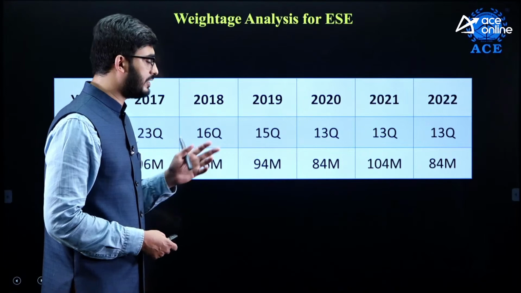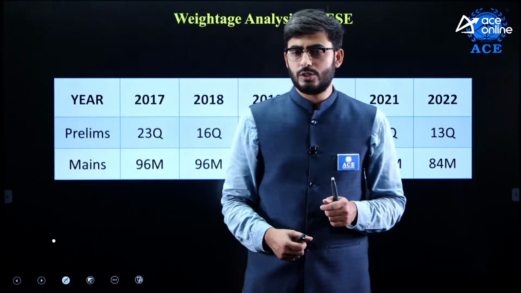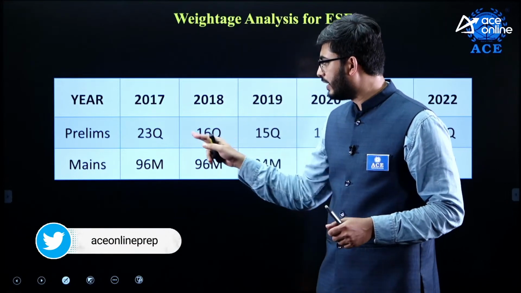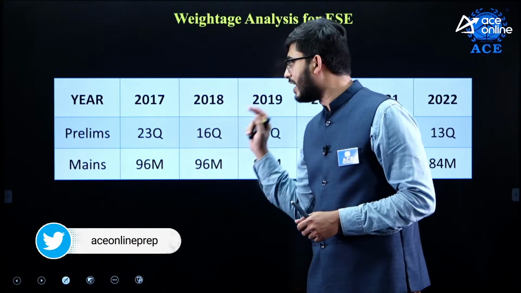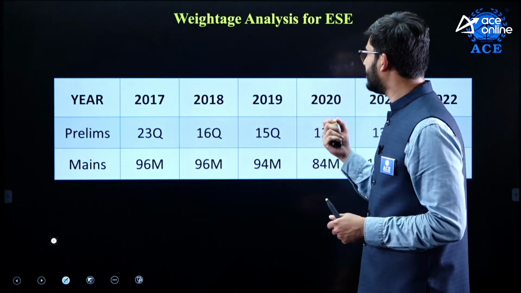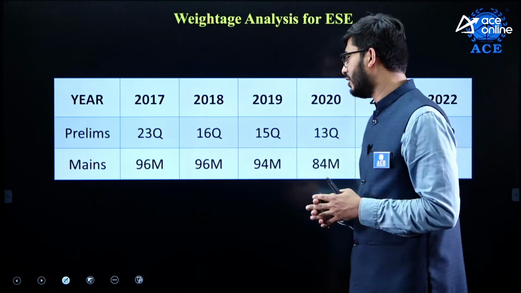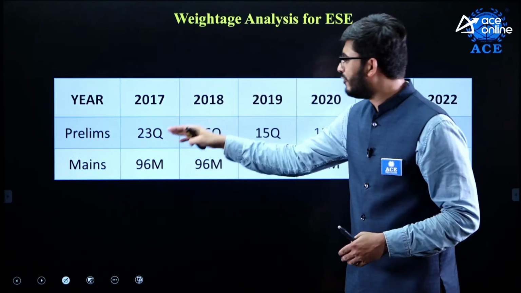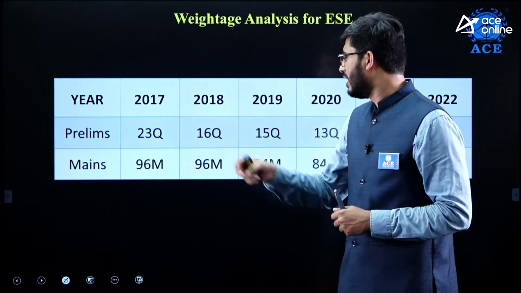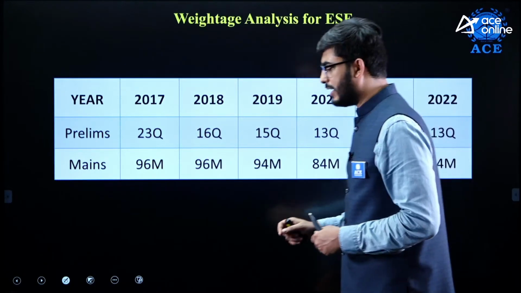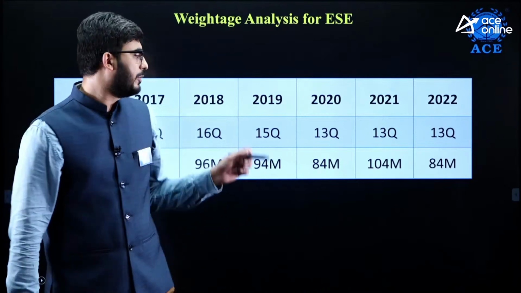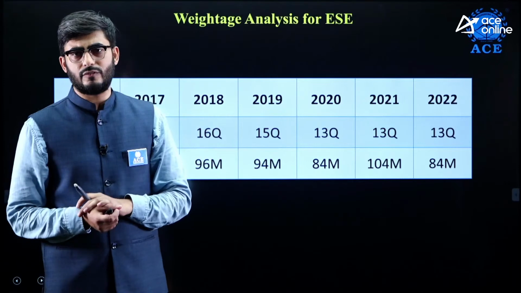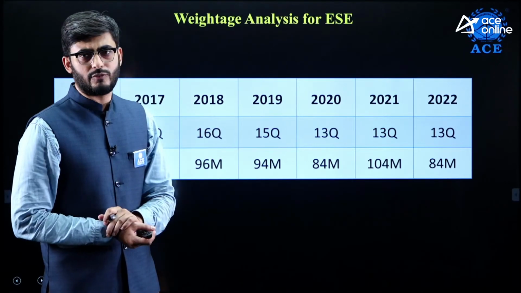Now let us see the weightage in the engineering services also. In 2017, we can see there were 23 questions asked from this subject, and the ESE paper comprises 150 questions. So for 150 questions, this is going to contribute about 15% of the marks. In the rest of the years, this subject has contributed only about 16, 15, 13 and 13, which means about 10 to 9% of weightage.